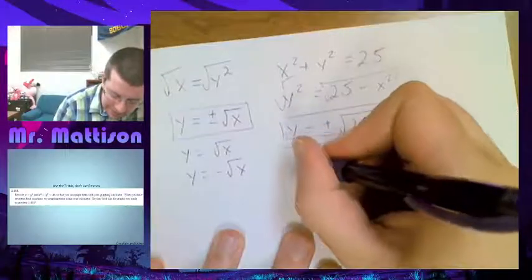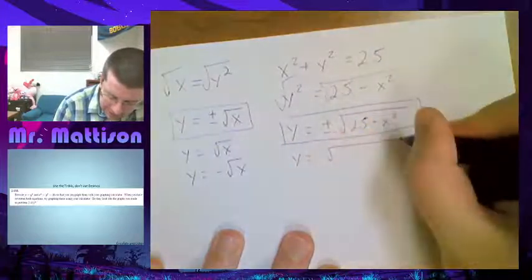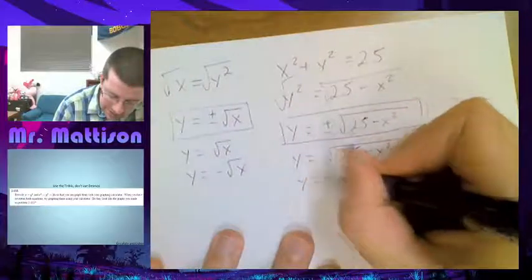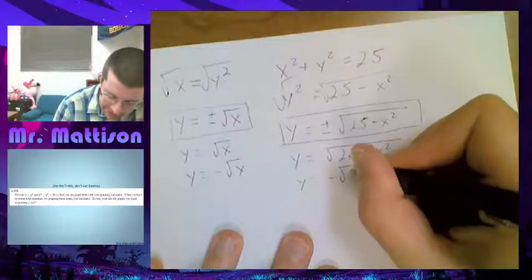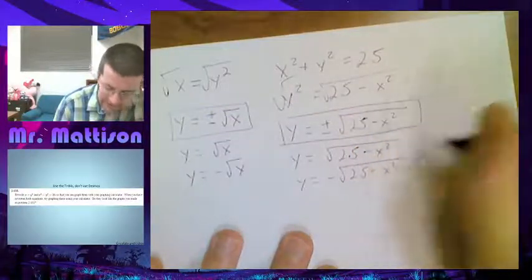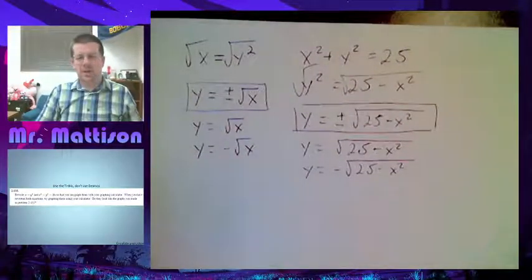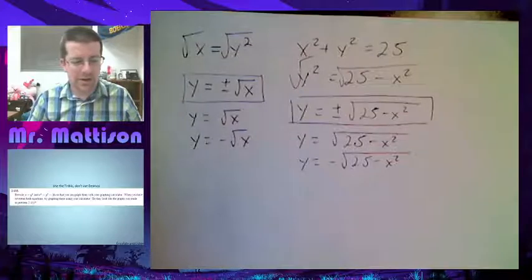But really this is two functions, right? It's y is equal to positive rad of 25 minus x squared, and it's y is equal to negative rad of 25 minus x squared, right? So each of these is made up of two separate functions. Now let's go ahead and graph those on Desmos.